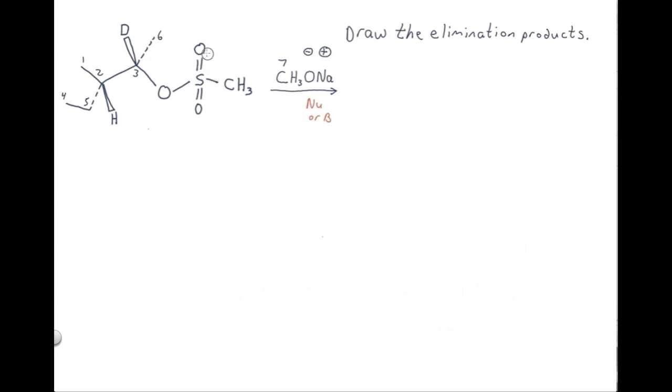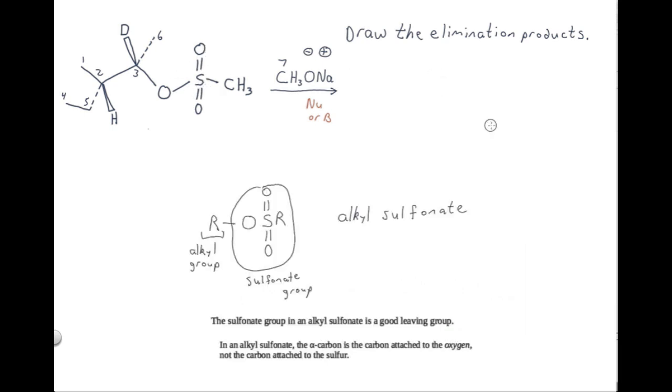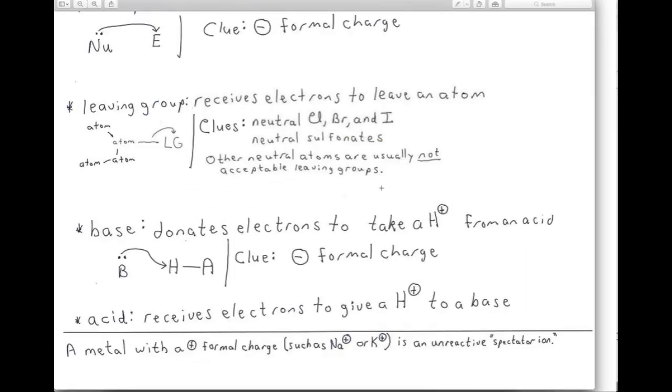Now we should recognize, do you recognize this group? This group is what's called a sulfonate. This molecule is called an alkyl sulfonate because it has an alkyl group, a carbon chain, connected to a sulfonate group. Now you need to know that the sulfonate group is a good leaving group. A sulfonate is a good leaving group.